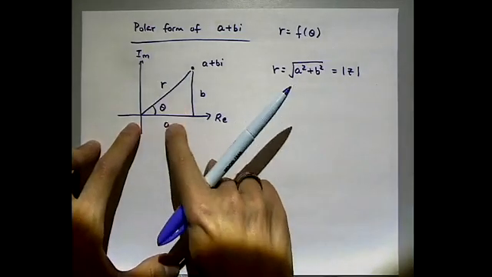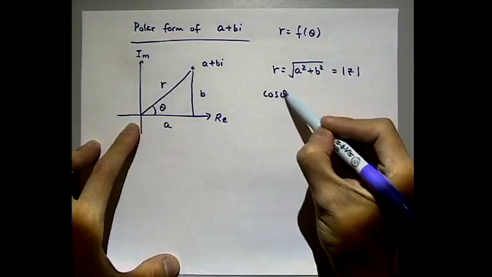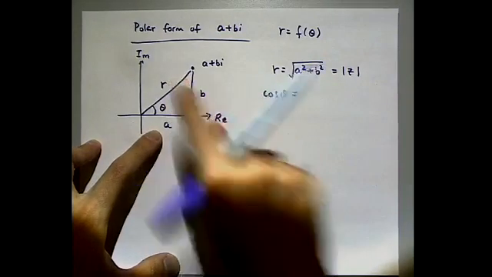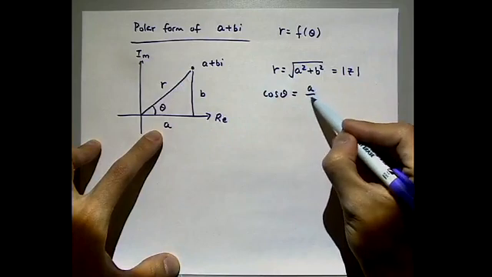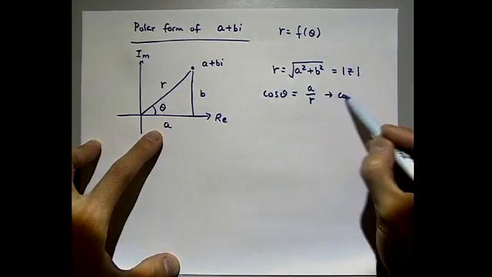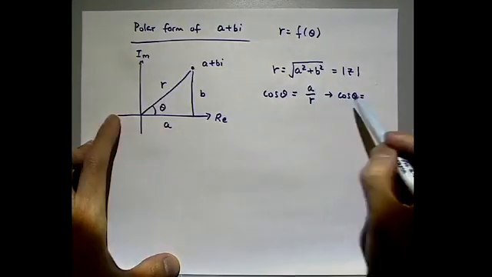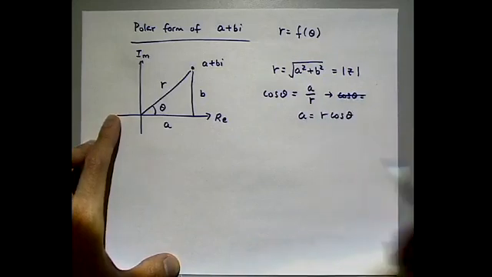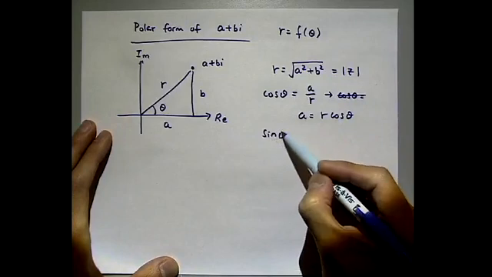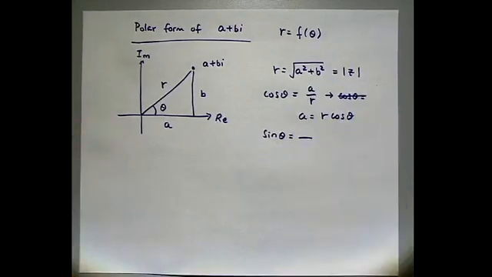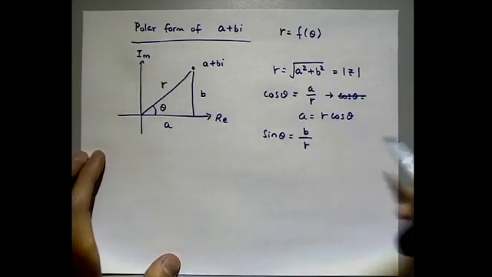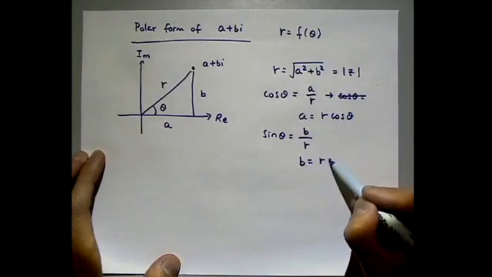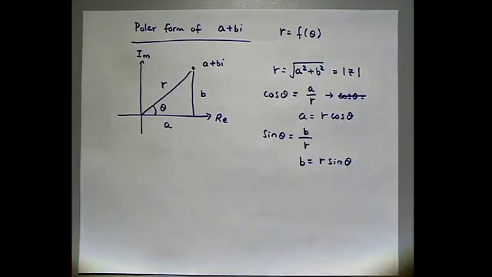Now let's look at the cosine and sine of this angle. Cosine is adjacent over hypotenuse. So a over r. So that means a is equal to r cosine theta. Then look at the sine of theta. It's opposite over hypotenuse. And so b is equal to r sine theta.